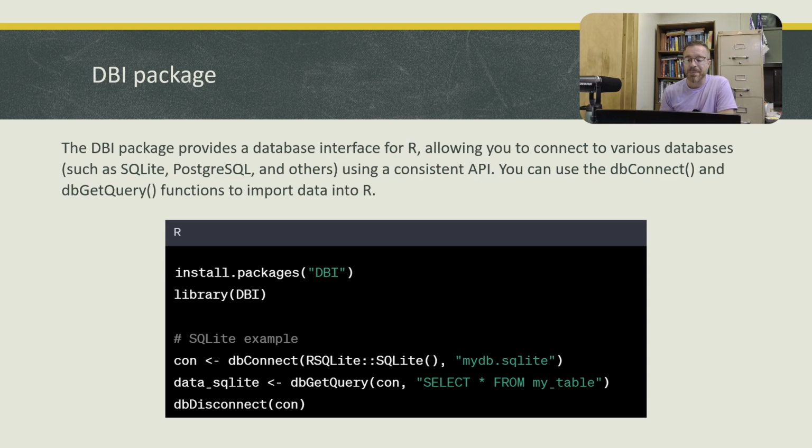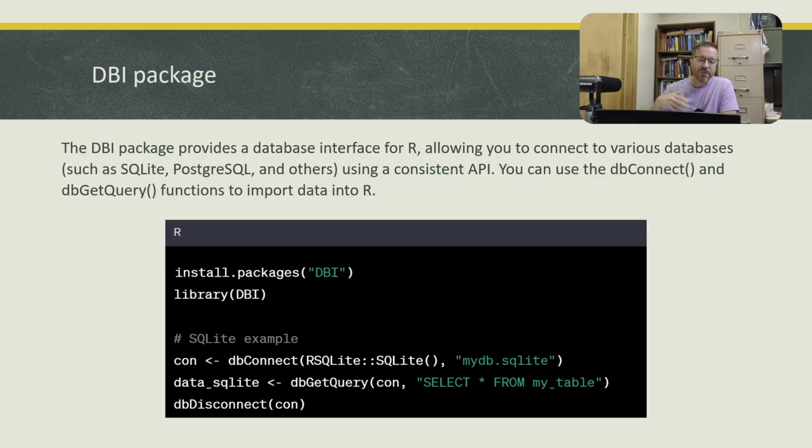Using a consistent API, you can use the DB connect function, which is just like the other one we did previously, and the DB get query function to import data into R. The reason, again, like I said, that I've used this quite a bit is for my intro to stats projects, I have PostgreSQL databases set up for them.